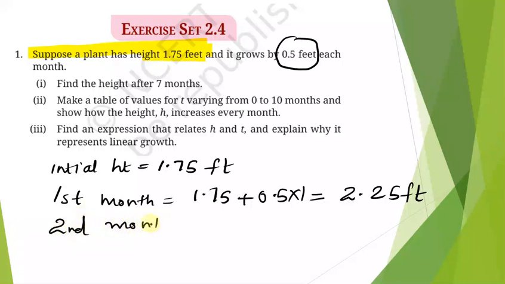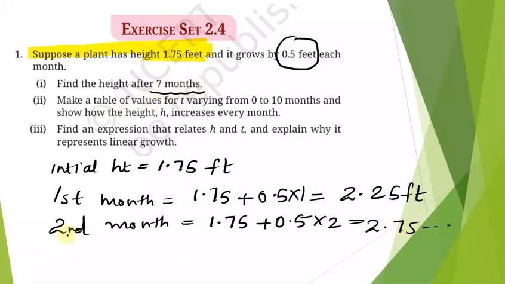Second month, initially it was 1.75 plus 2 months, that is 0.5 into 2, or otherwise you can add 2.25 plus 0.5 also. Anyway, this will be 1.75 plus 1, you will get 2.75, isn't it? If it goes like this, we have to find the value after 7 months, right?